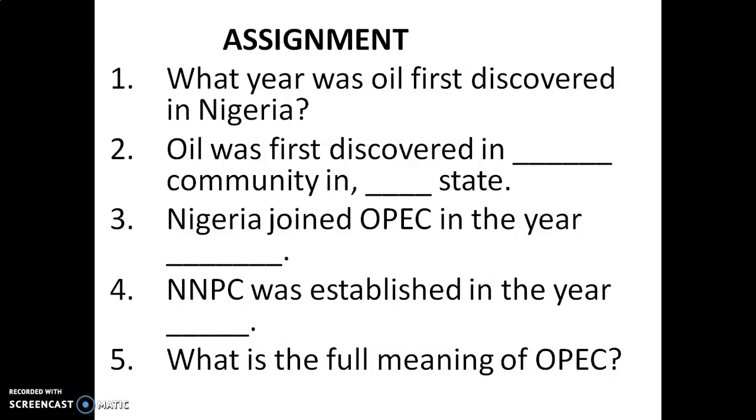What year was oil first discovered in Nigeria? Do you still remember? Oil was first discovered in Dash community in Dash state. Nigeria joined OPEC in the year Dash. NNPC was established in the year Dash. What is the full meaning of OPEC?